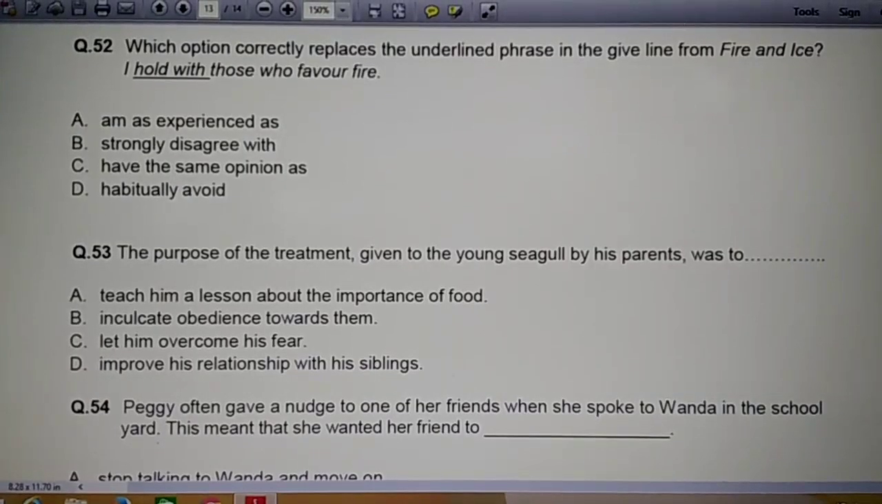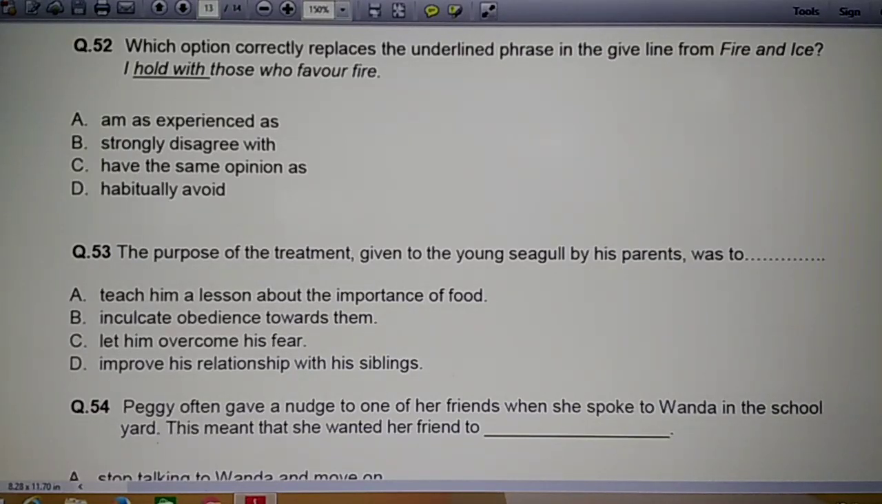Question number 52. Which option correctly replaces the underlined phrase in the given line from Fire and Ice? I hold with those who favor fire. So the right option will be C, have the same opinion as.